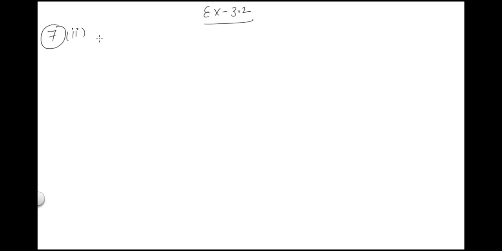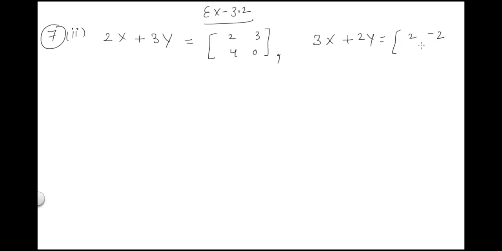In question 7, second part, it is given 2x plus 3y, where x and y are matrices, equals the matrix 2, 3, 4 and 0. And then there is one more matrix given: 3x plus 2y equals the matrix 2, minus 2, minus 1 and 5. Now we have to find out x and y. So we can use substitution method as well as elimination method.